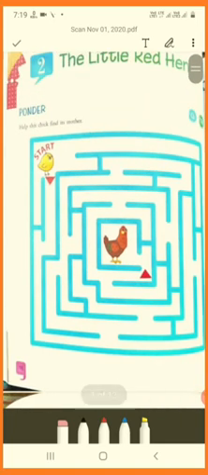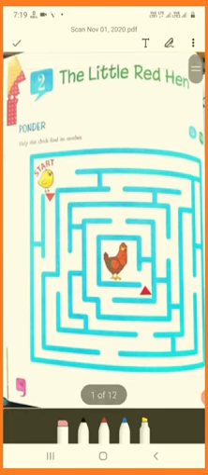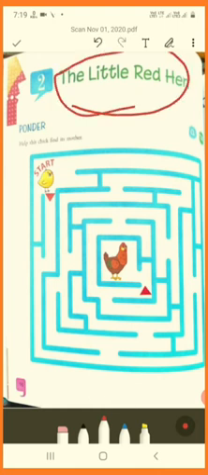In the last class, we discussed lesson number 1. So today, without wasting any further time, let us begin the second lesson. All right. The name of the lesson is The Little Red Hen. What is the name of the lesson? The Little Red Hen.